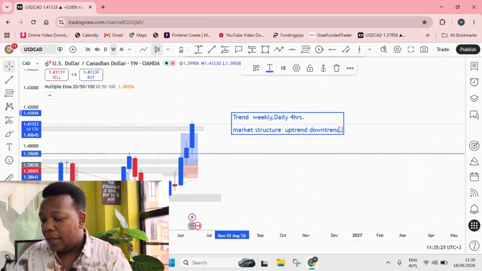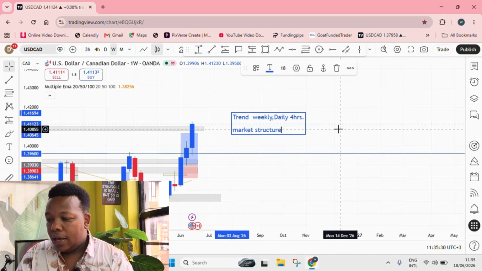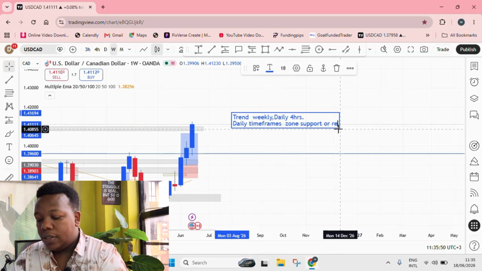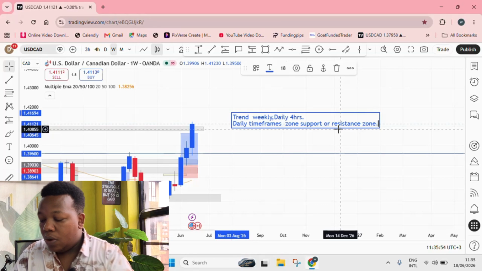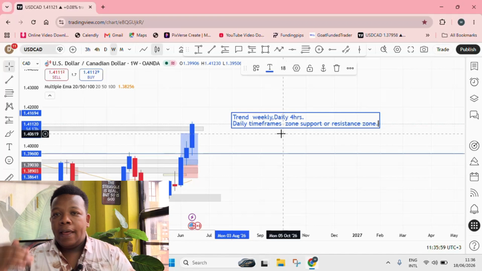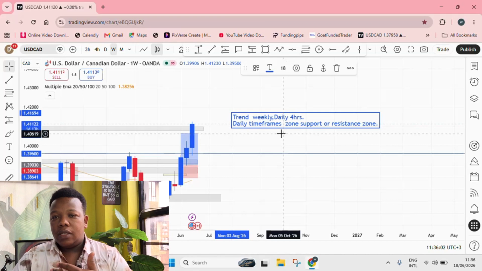So apart from the trend, there is also something else I usually check, and that is how the daily time frame is performing or reacting to different zones. For the daily time frame, this is where I usually draw either my support or resistance zones. So at daily time frame, this is where I usually draw my zones, and of course I look at how the daily time frame is reacting to these areas.